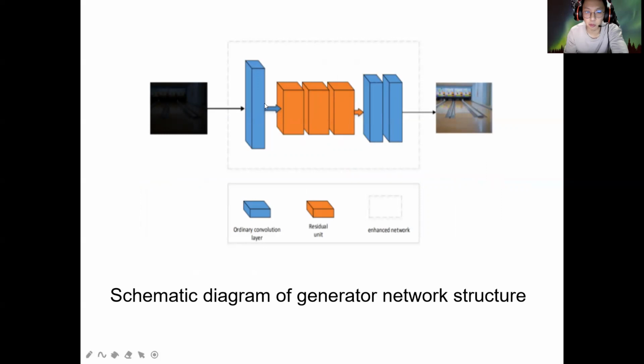At first, we just see this picture, the schematic diagram of the generator network structure. The most obvious part in this picture is the orange part, the residue unit. We add the residue unit into the network to generate a new form of network. Why do we choose the residue network?